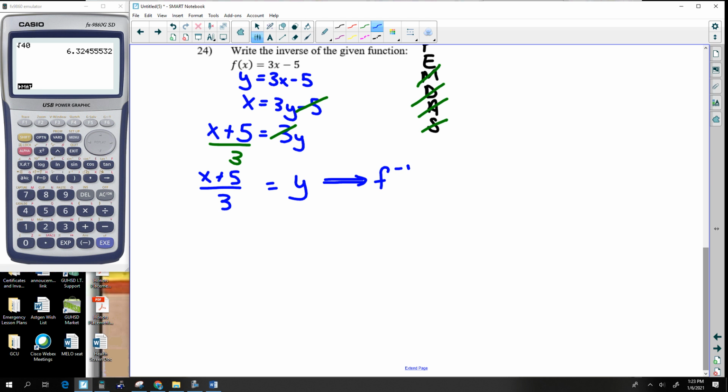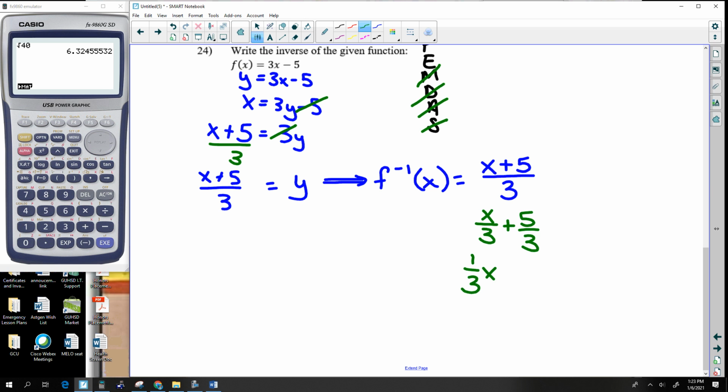So this is the inverse of f of x. Here we go, and basically it's x plus 5 divided by 3. However, what are all the other ways this could potentially look? This is the same thing as x over 3 plus 5 over 3. It might look like that. This is the same thing as 1/3 x plus 5 over 3.